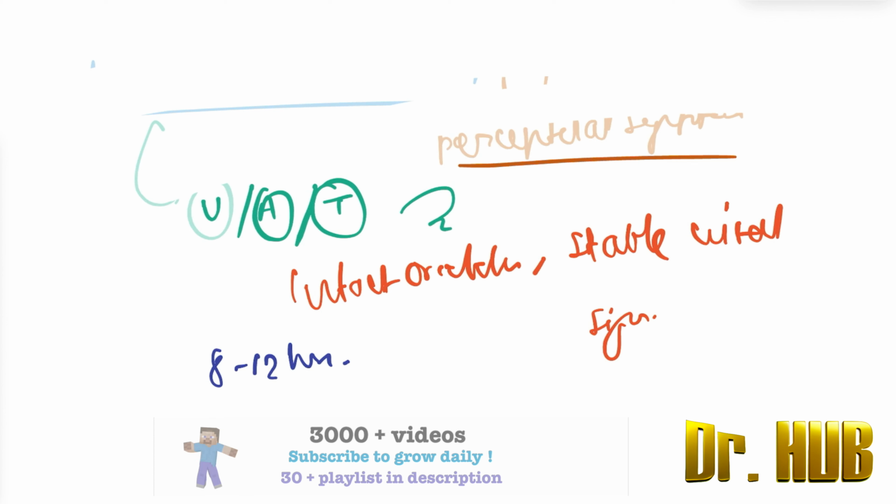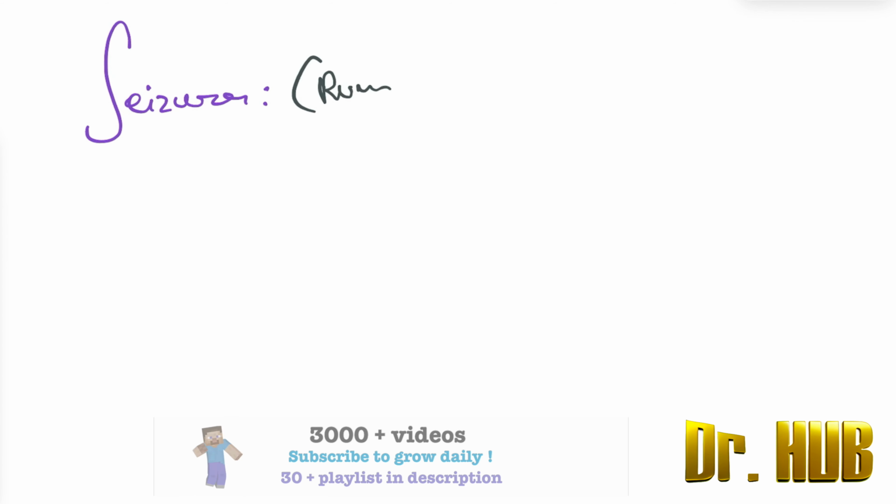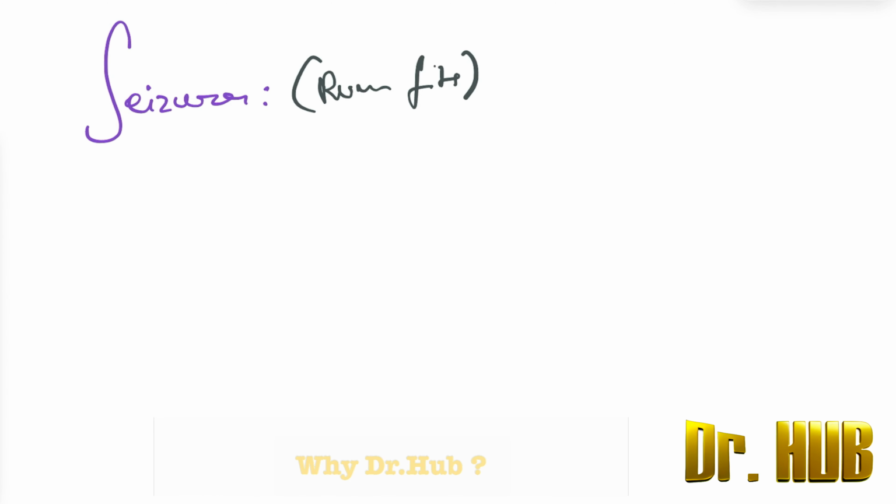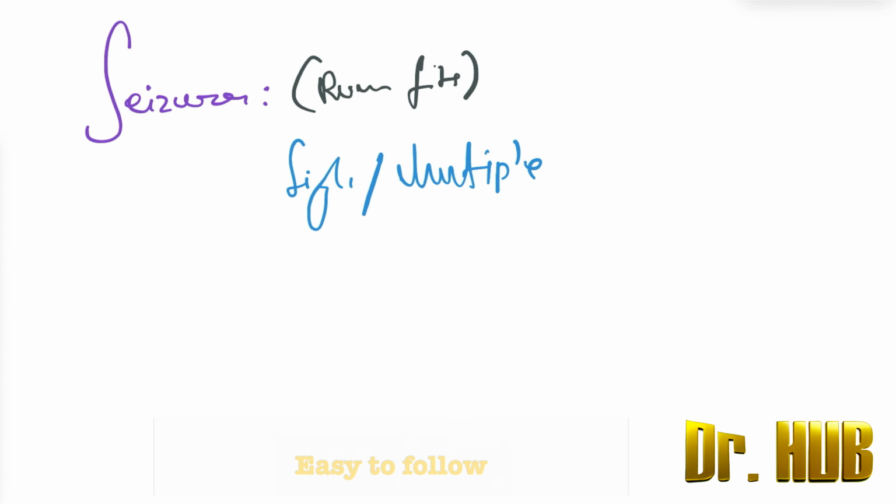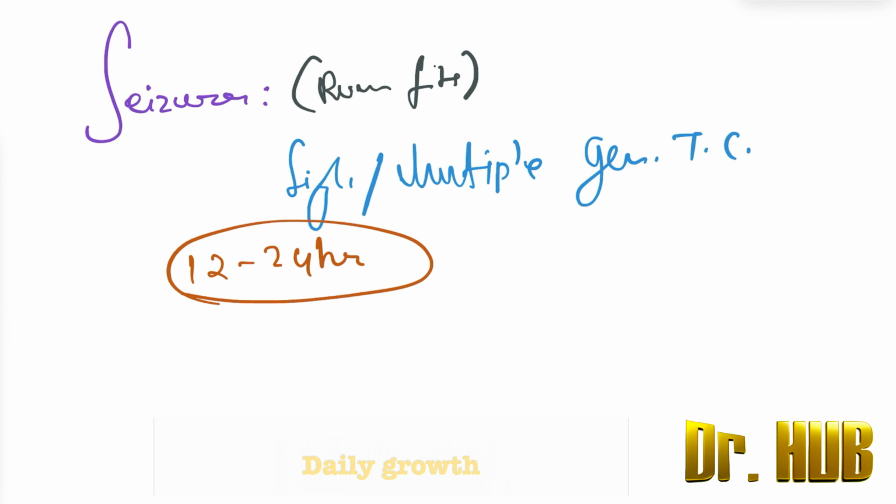Next, we are focusing on seizures. The seizures are nothing but the rum fits. The symptoms and signs are single or multiple generalized tonic-clonic seizures. The onset since the last drink will be about 12 to 24 hours.